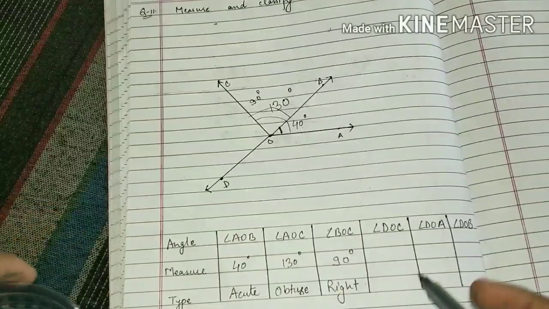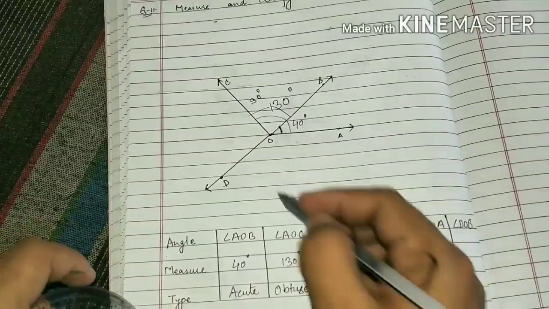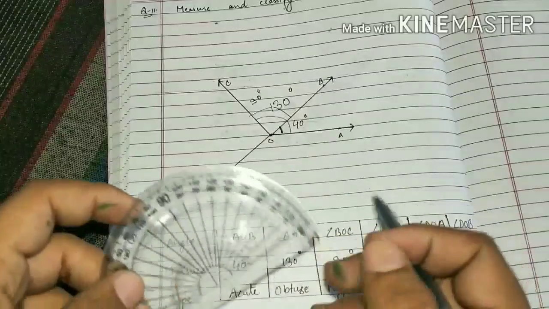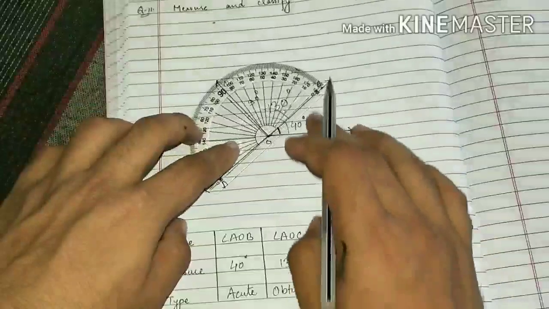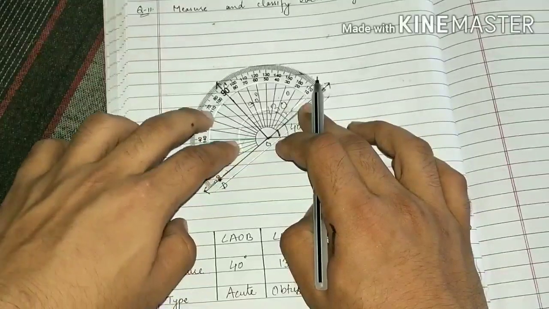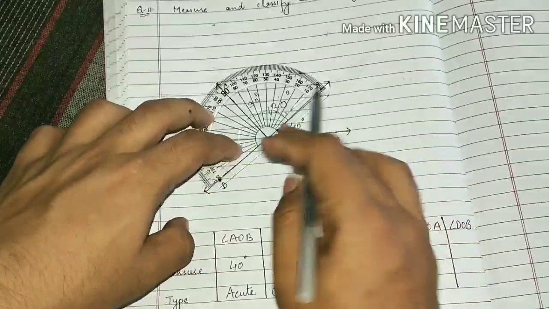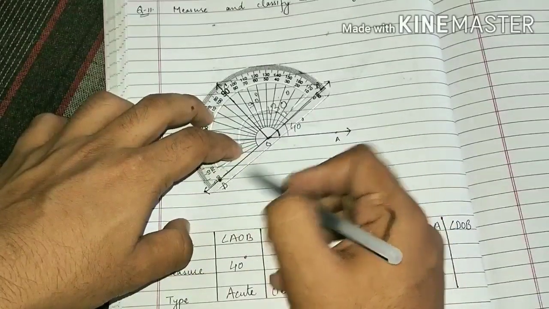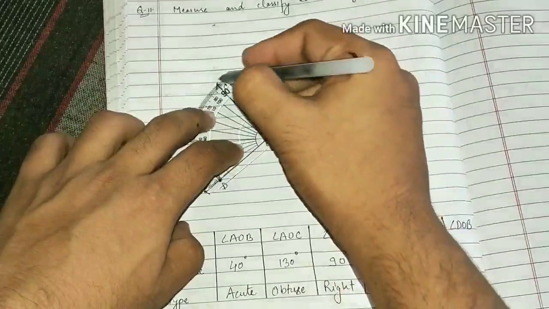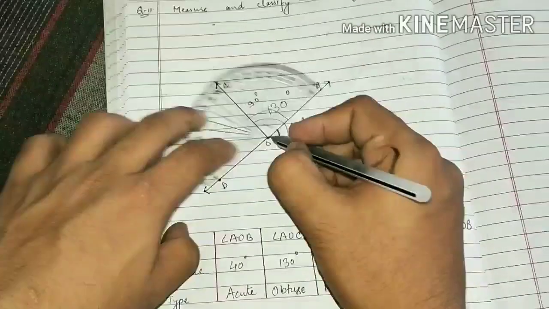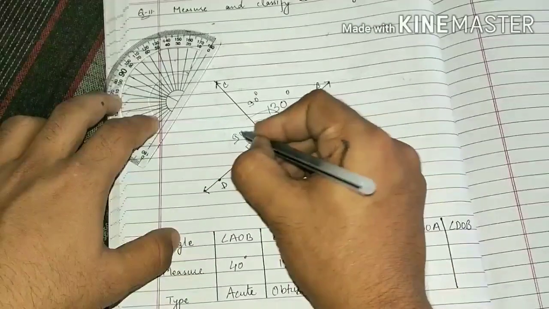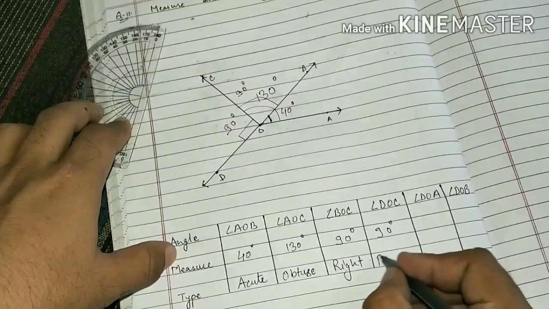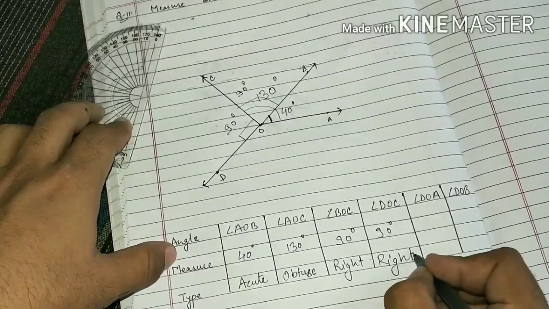Now we have to measure the angle DOC. Okay, where is DOC? So what we have to do? Again we will keep the middle point of the protractor at the vertex. Okay, and see that both these lines are coinciding. 0 degree line and OD is coinciding. Now see the angle. Angle DOC is also 90 degree. So what type of angle it is? It is also right angle.